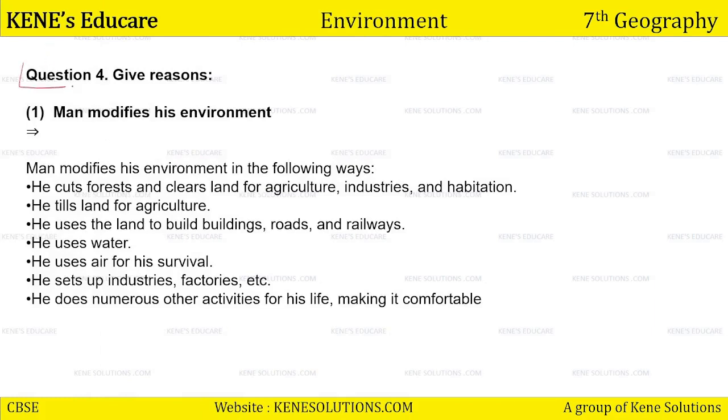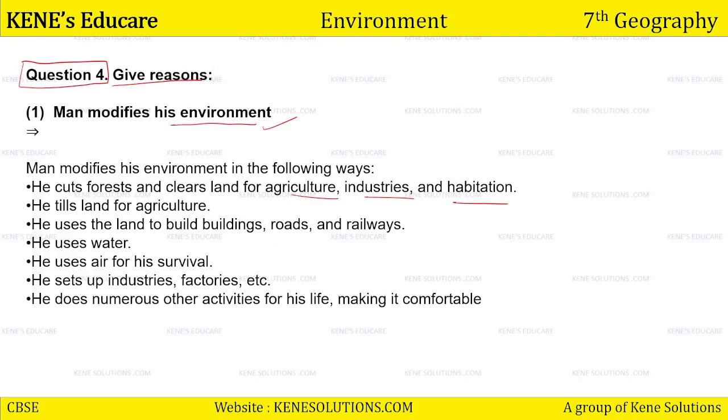Now question number 4. You have to give reasons. So I will provide you a statement and you have to give reasons for that statement. Okay. So first statement is man modifies his environment. Now you have to give reason. Man modifies his environment in the following ways. He cuts forest and clears land for agriculture, industries and habitation.